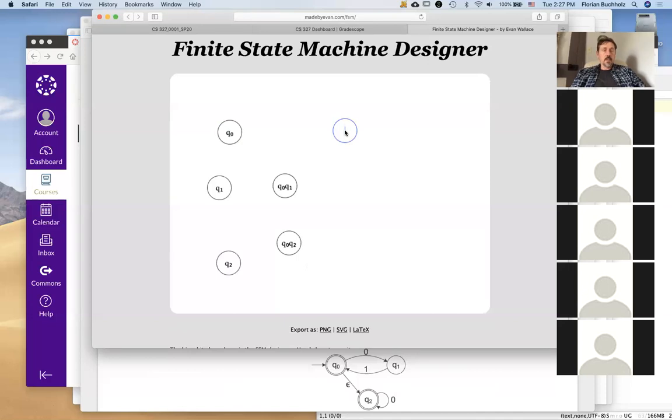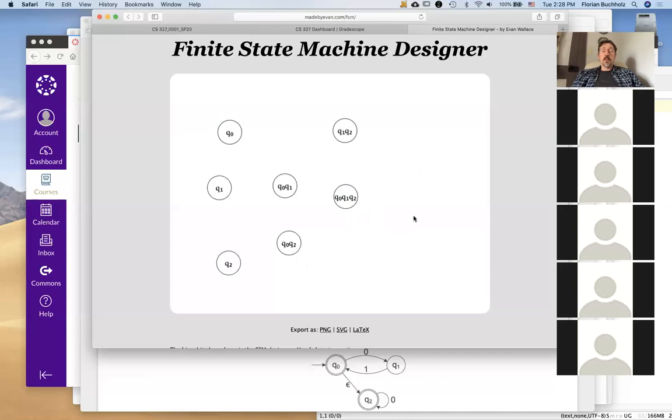So we also need Q1, Q2, like that. And we need Q0, Q1, Q2. That's a state where, well, we don't know, we could be in any of these three states.